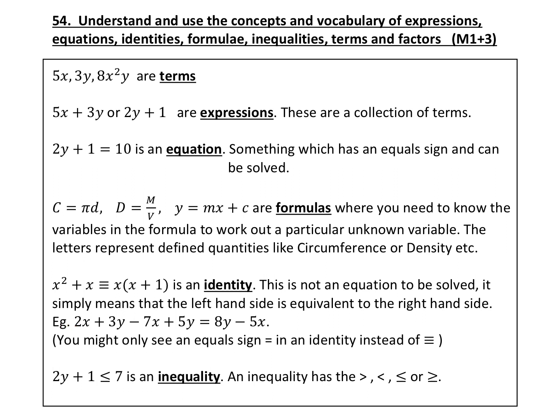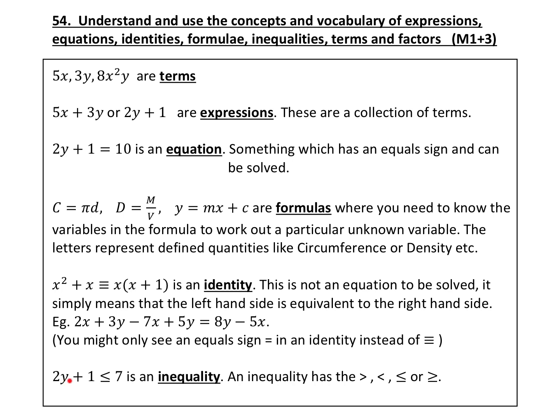So another example would be, if you have 2x plus 3y minus 7x plus 5y, that is equivalent to, or the same as, if you collect like terms, 2x take away 7x is minus 5x, and 3y plus 5y is 8y. So the left hand side is equivalent to, is the same as, is identical to the right hand side. And you'll notice here, you might only see an equal sign in an identity instead of 3 lines, but strictly speaking, with an identity you should have the 3 lines.